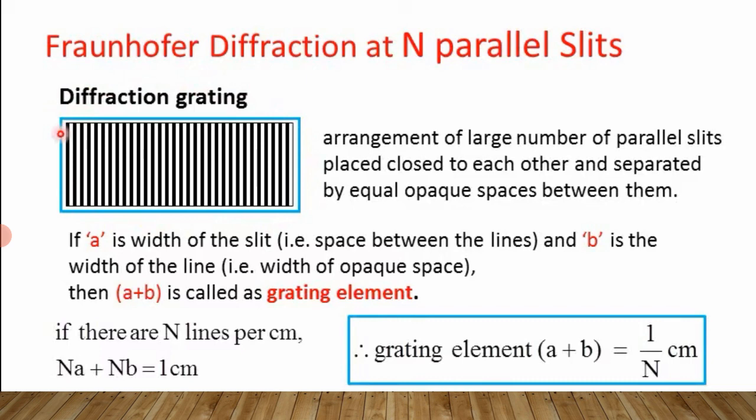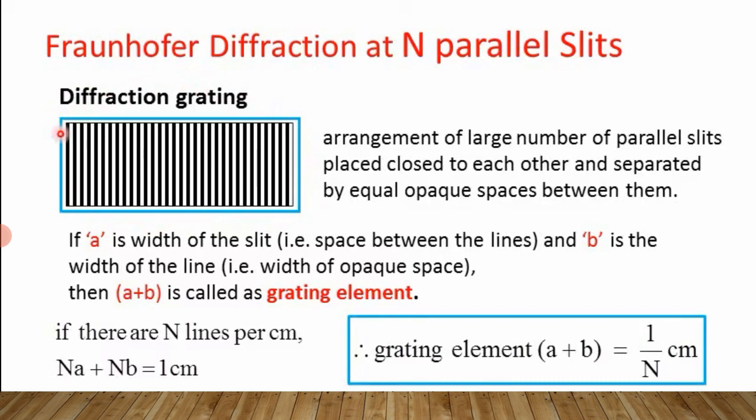A plane diffraction grating is an arrangement of a large number of close, parallel, straight, transparent and equivalent slits, each of equal width, neighboring slits being separated by an opaque region of width b. On a plain glass plate, fine lines are drawn by a diamond pen. The spacing a plus b between the centers of adjacent slits is known as the grating element. Therefore, the number of slits n is equal to 1 upon a plus b lines per centimeter.